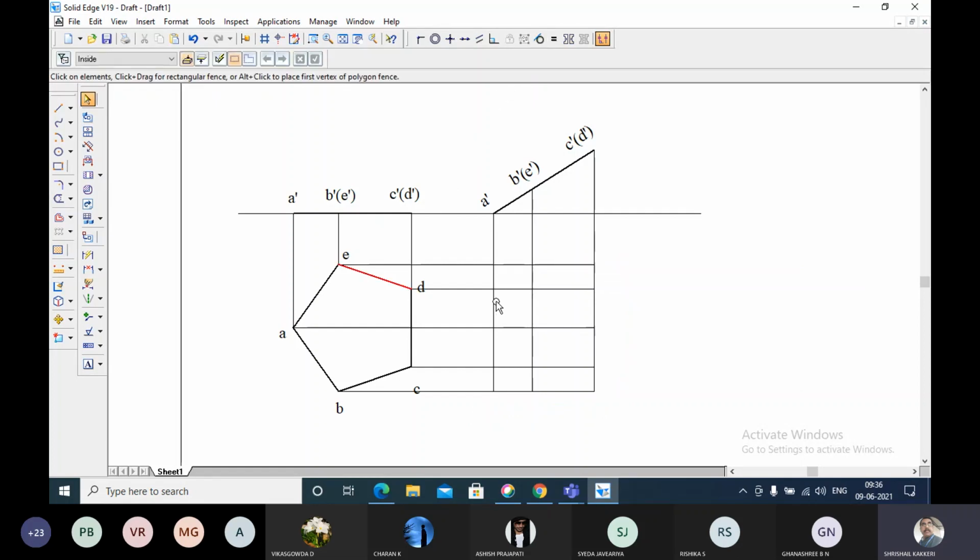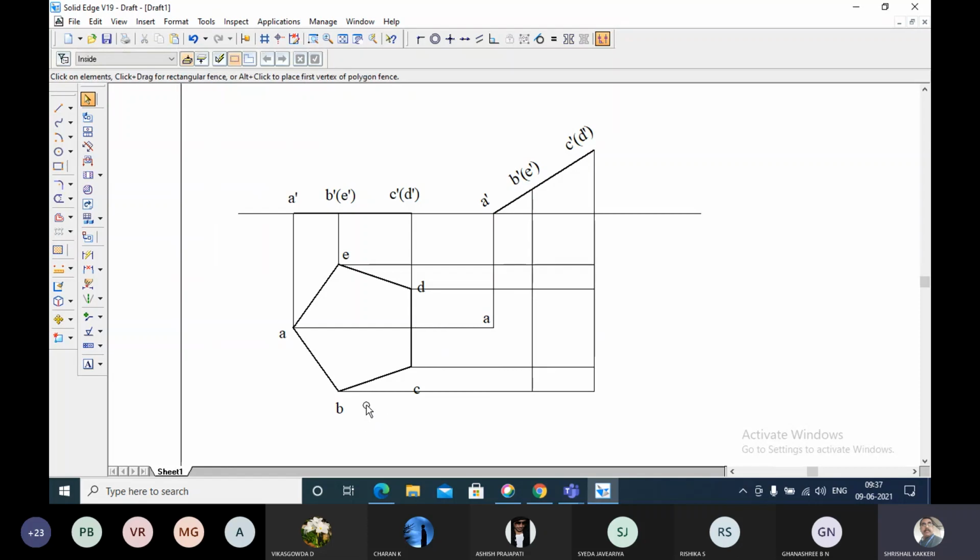Now, let me look at this. A of this and A of this. A line I have projected. From here I have projected. So this is the intersection. So let me locate this. This is point A. And immediately, if you want, you can locate the position of A.